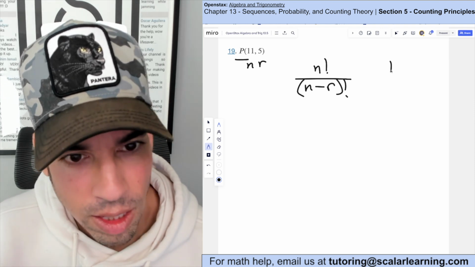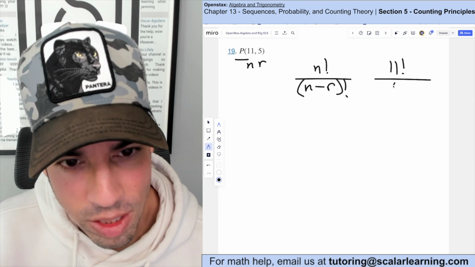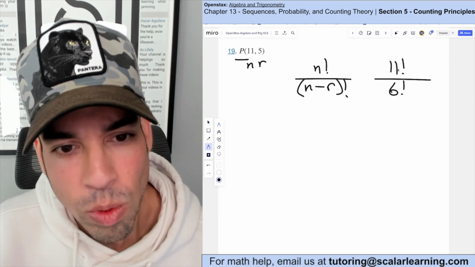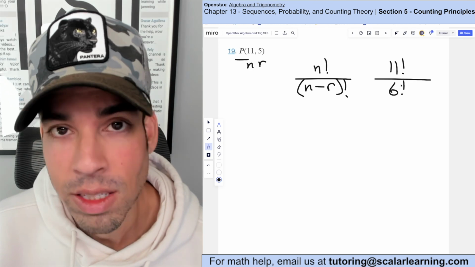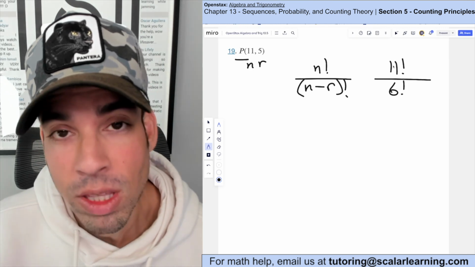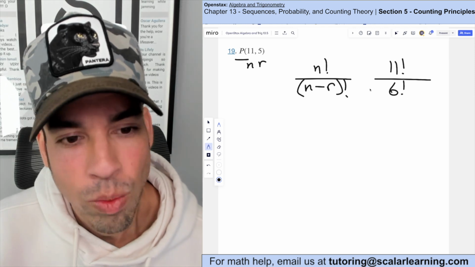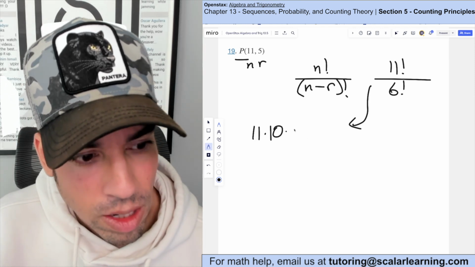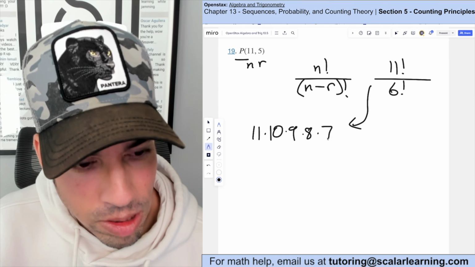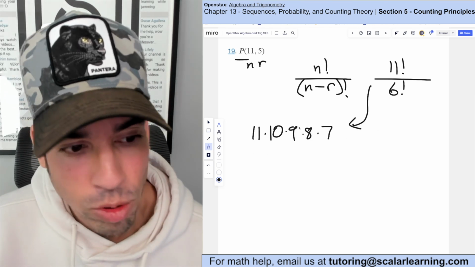We're going to plug in 11 for n, and we're going to plug in 11 minus 5 down here, which is 6 factorial. Okay, so what is this going to be? Remember, it's a multiplication countdown, but you'll notice that since we have 6 factorial on the bottom, everything from 6 onward for the 11 factorial is going to cancel out. So we can simplify this as 11 times 10 times 9 times 8 times 7. And as I mentioned, 6, 5, 4, 3, 2, 1 is going to be on the top and the bottom, so they're going to cancel out.